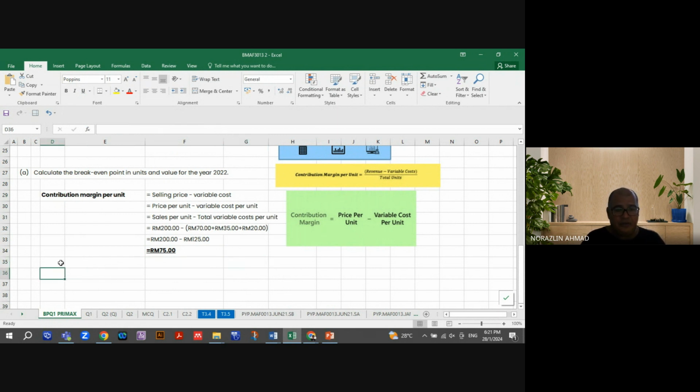What do you mean by contribution margin per unit is, the one just now. Selling price per unit, 200.